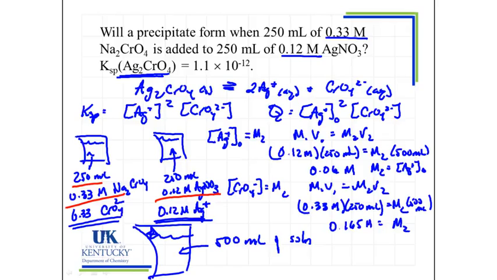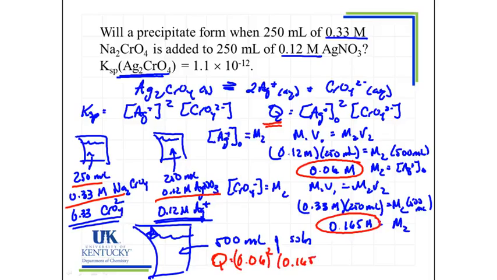So now at this point, I'm going to take these two amounts, the concentration of the silver initially and the concentration of the chromate initially, and plug them into my Q expression and determine Q. So Q would be 0.06, and I'd have to square that number, times 0.165, and that will give me a value for Q equal to 5.9 times 10 to the minus 4.